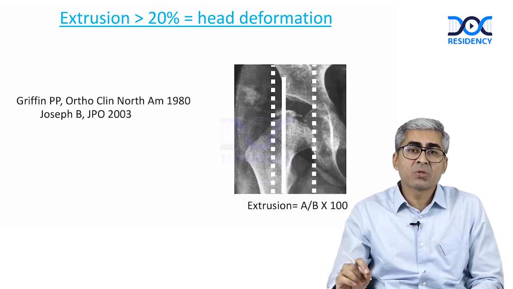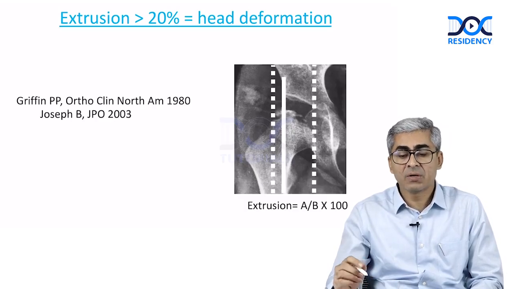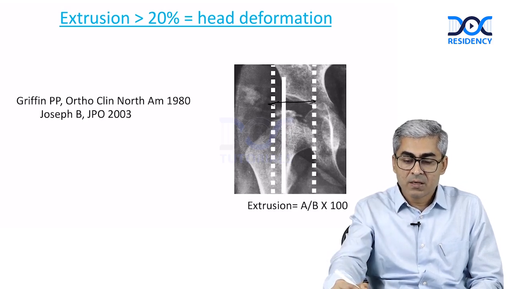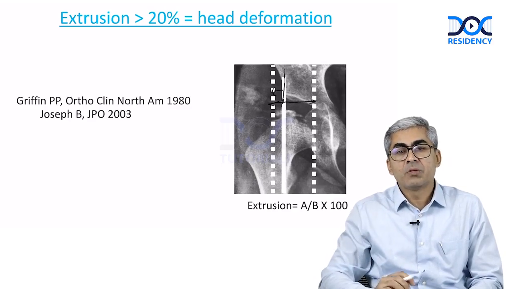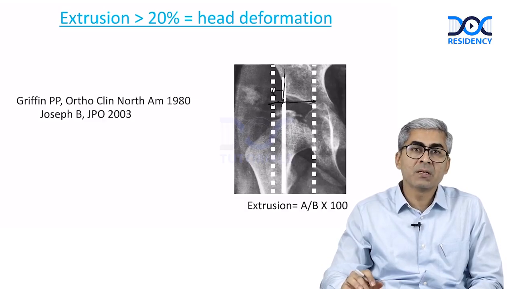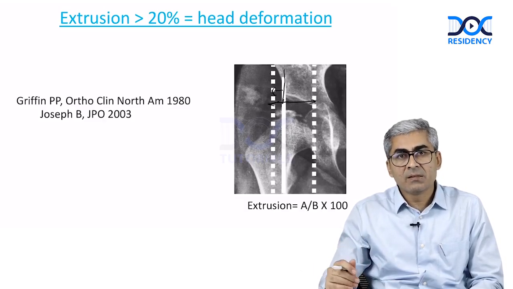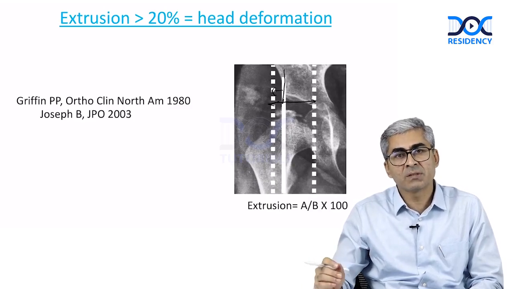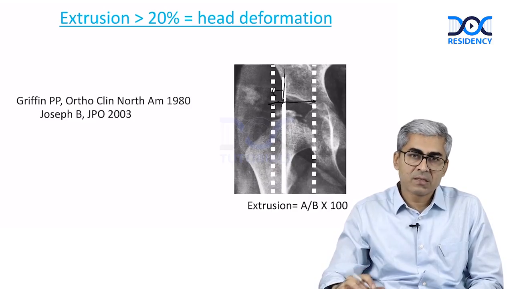So when is it called extrusion? If we calculate the width of the epiphysis, that is from the lateral border to the medial side, and divide that width by whatever part is outside the lateral edge of the acetabulum, A by B into 100 gives you the extrusion index, and normally more than 20% is called extrusion. So that's why we follow them up serially, so that if we see progressive extrusion or extrusion more than 20%, then we will be more aggressive in our treatment.